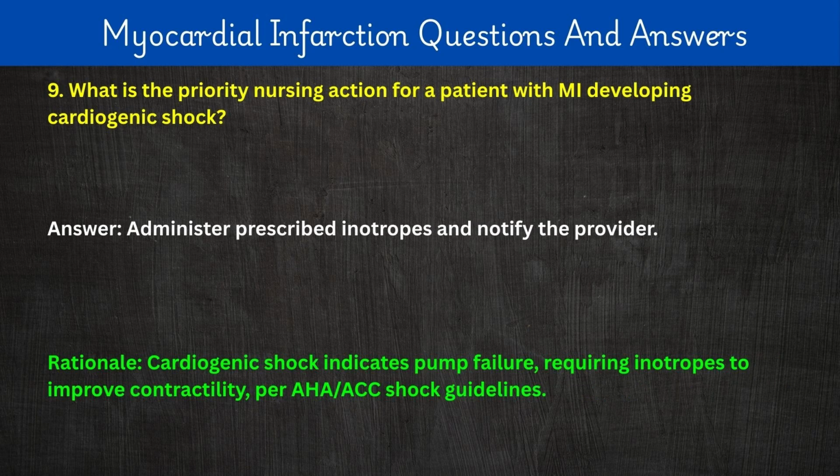9. What is the priority nursing action for a patient with MI developing cardiogenic shock? Answer: administer prescribed inotropes and notify the provider. Rationale: cardiogenic shock indicates pump failure, requiring inotropes to improve contractility, per AHA/ACC shock guidelines.